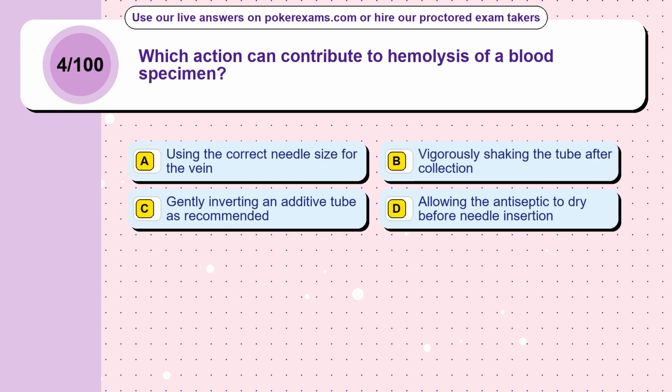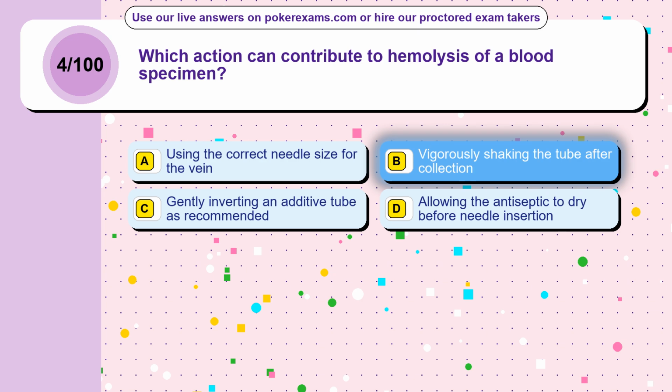Question 4. Which action can contribute to hemolysis of a blood specimen? Option A. Using the correct needle size for the vein. Option B. Vigorously shaking the tube after collection. Option C. Gently inverting an additive tube as recommended. Option D. Allowing the antiseptic to dry before needle insertion.